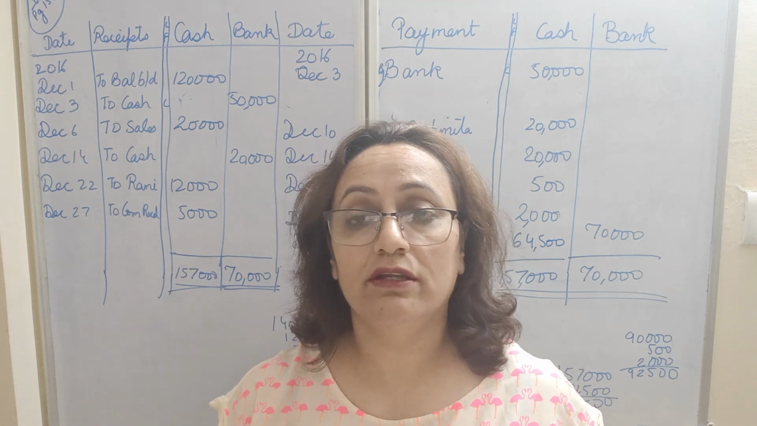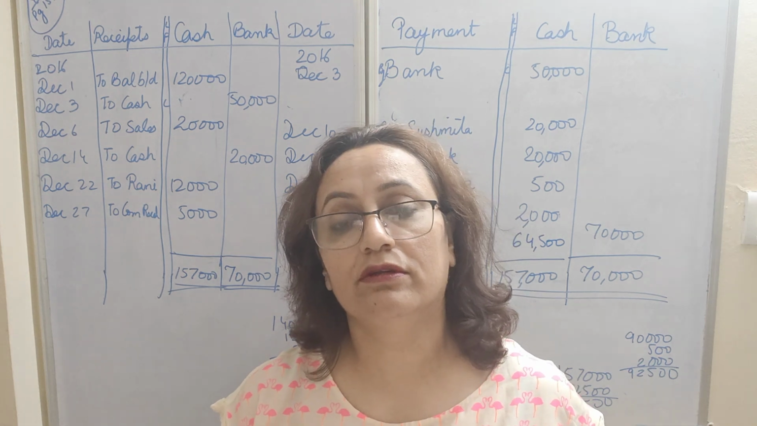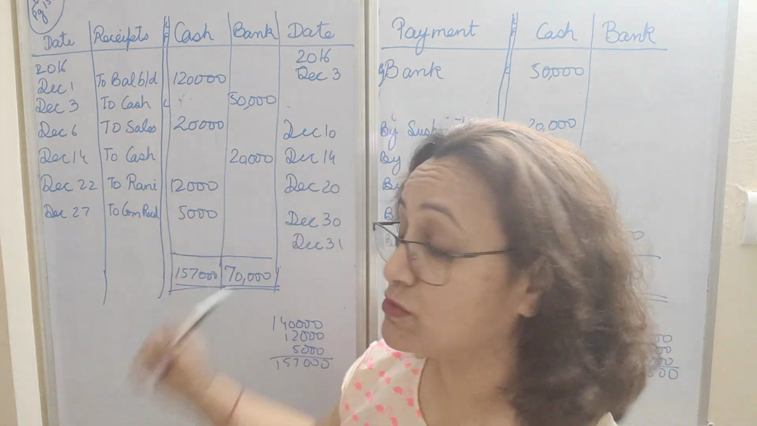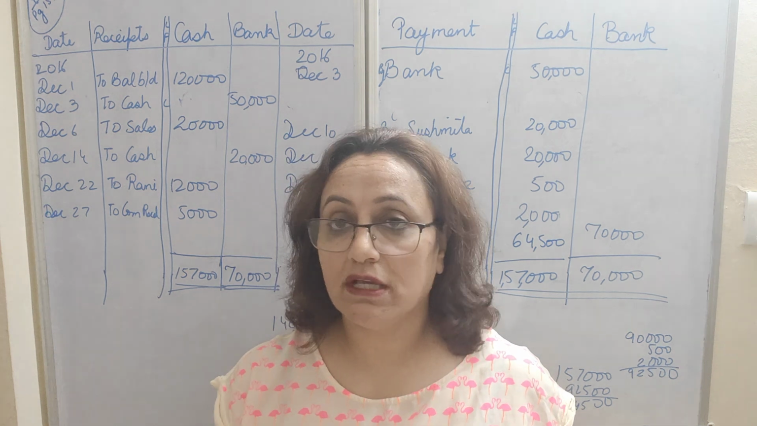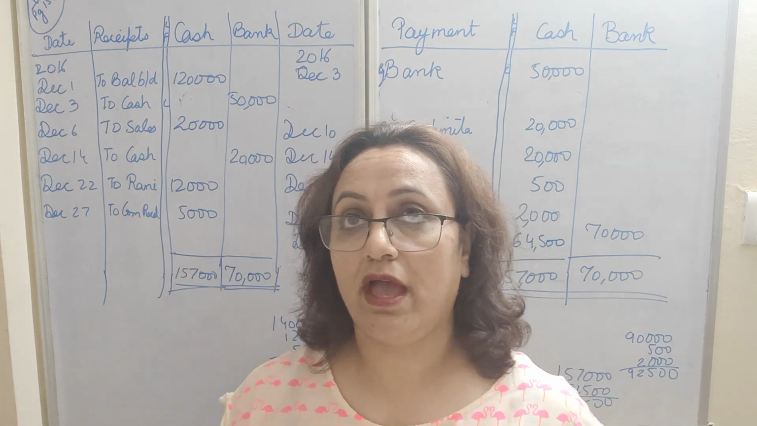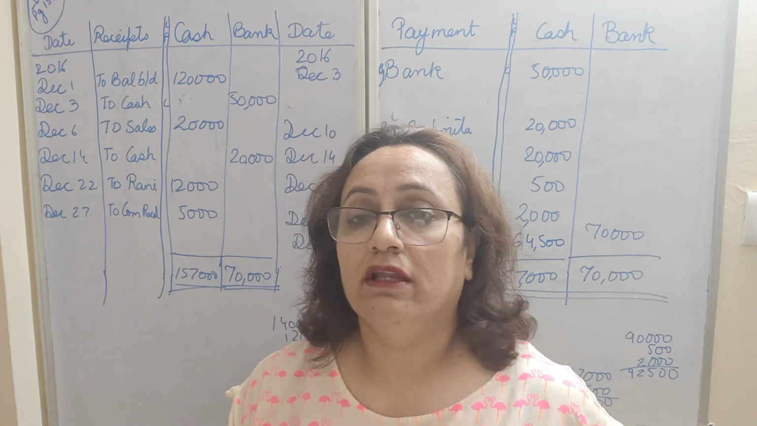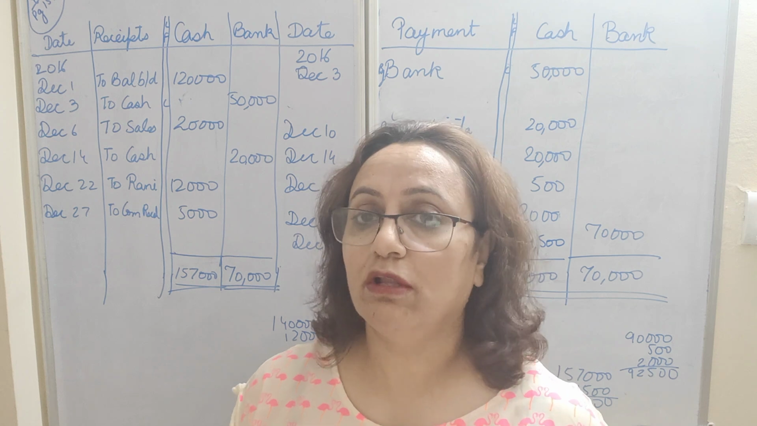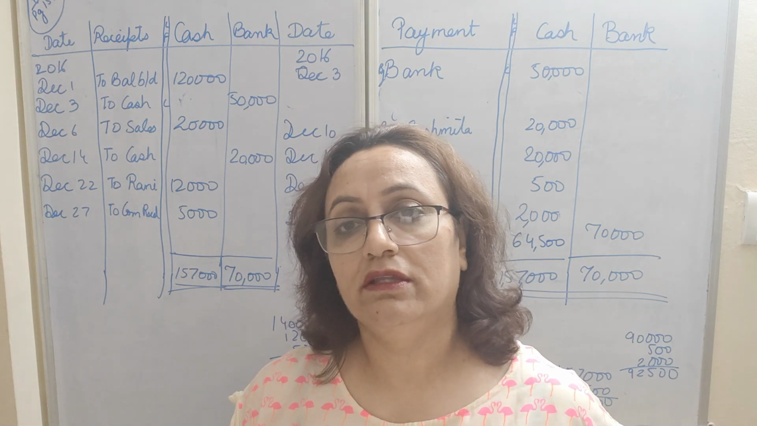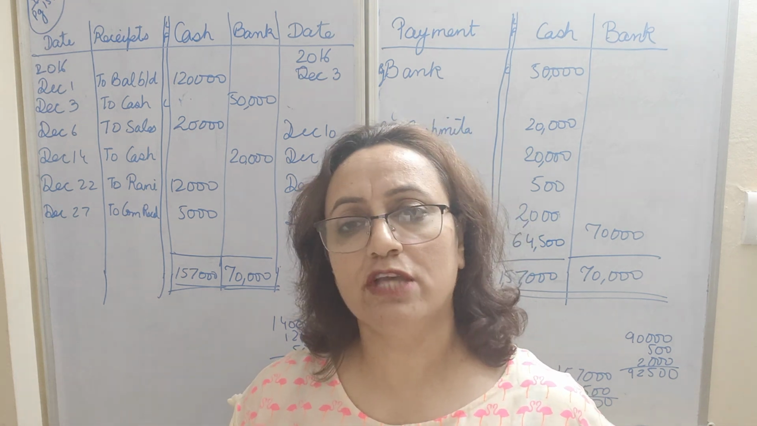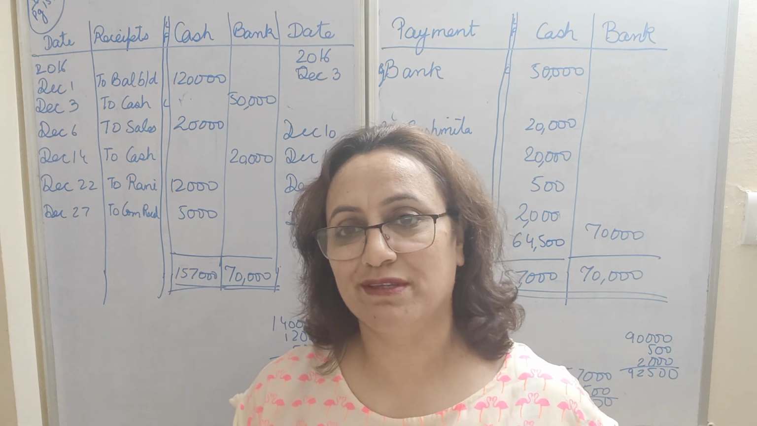I hope you all are doing well and you have been practicing the questions of double entry, this double column cash book. We have been doing the practice of single column cash book, and we have done almost 5 questions of single column cash book. Now we are proceeding with the double column cash book, and the difference between both of them, let us have a quick recap. The difference between both of them is single column cash book has only one column and double column cash book has two columns, right?